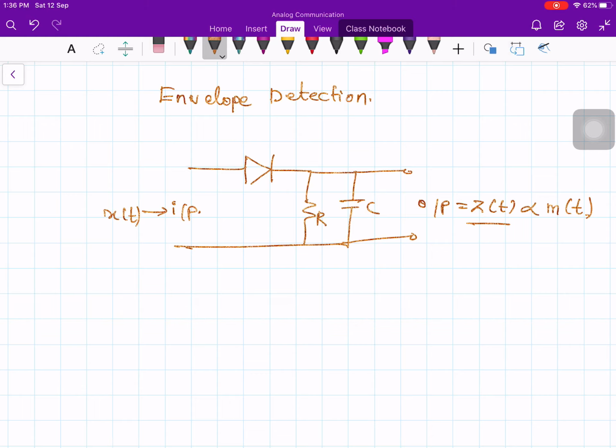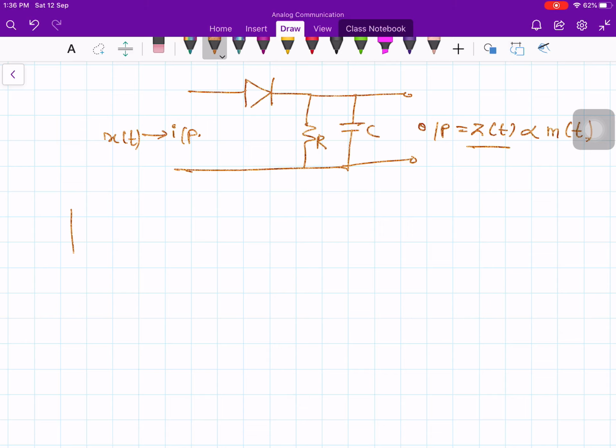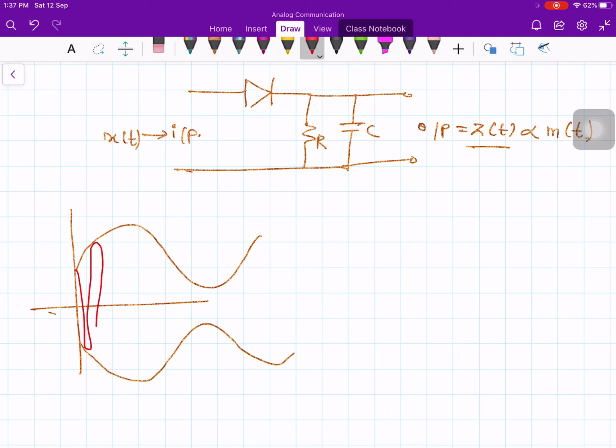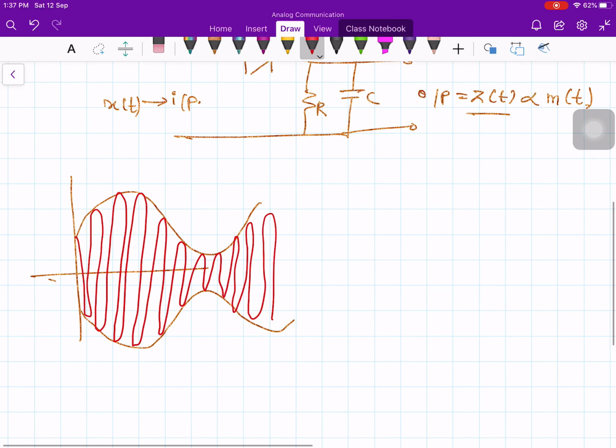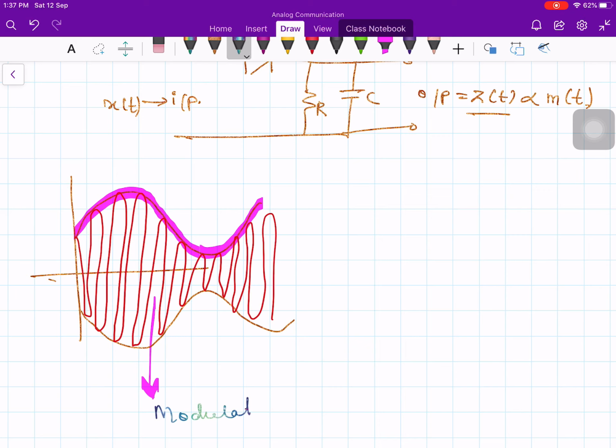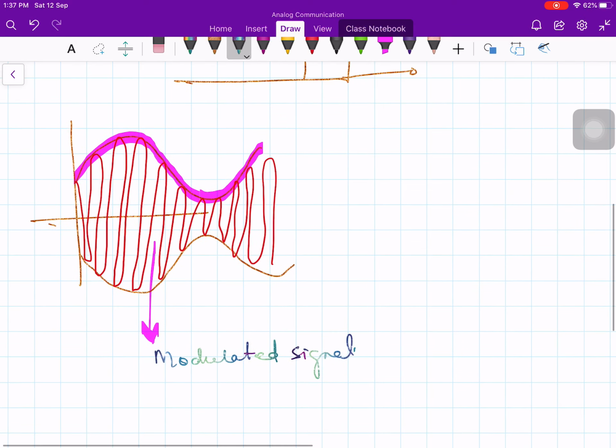Now let us look at the operation of the circuit. If you recall, the amplitude modulated signal will be like this for a sinusoidal message signal. Then let me draw the carrier. The diode is like a half-wave rectifier. And what is the envelope? This is the envelope. Let us say this one is your modulated signal, and this one is the envelope of the modulated waveform.